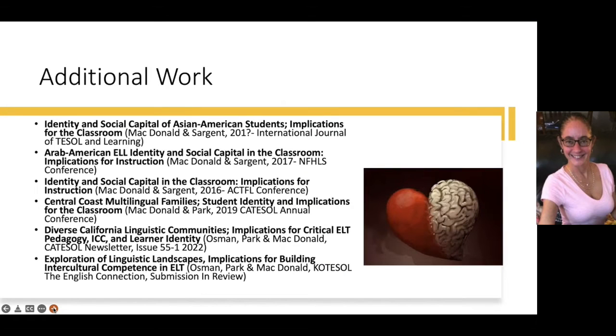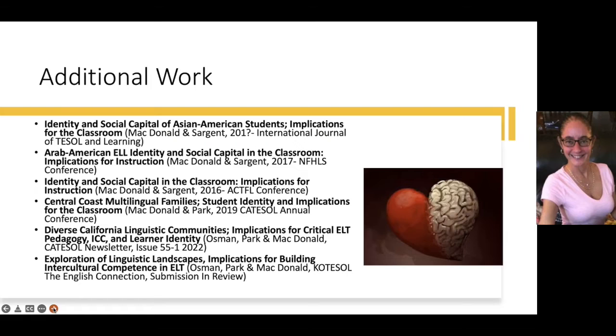Some other work we've done, just to give you a sense of what we're interested in. I'm not going to read all of them, you can just take a look, but we're interested in social capital, and how that social capital and language and identity impact Asian American students. That would be in the US context. We've looked at Arab American students and their English language identity and what social capital they bring. We've done other contexts that just look at identity in general, here in the US context.